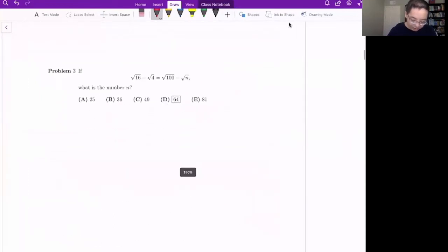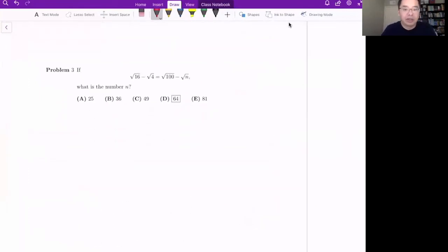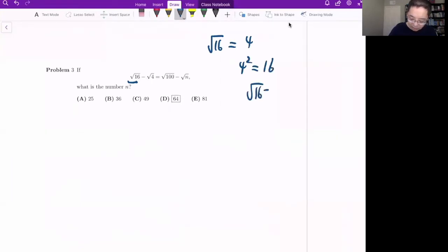Now let's look at problem number 3. For problem number 3, the key point is we need to remember the definition of this sign, which is the square root. The square root of 16 equals 4, because 4 squared equals 16. The square root of 4 is 2, because 2 squared equals 4. So the square root is the inverse, the reverse of the square. That's how we define the square root.